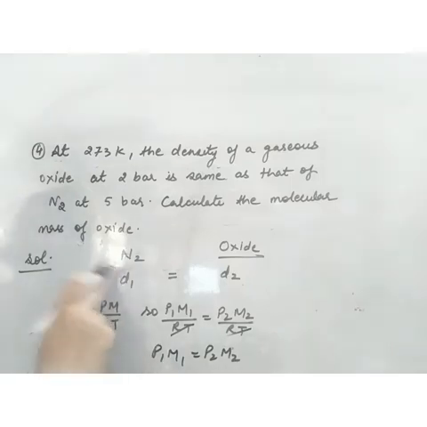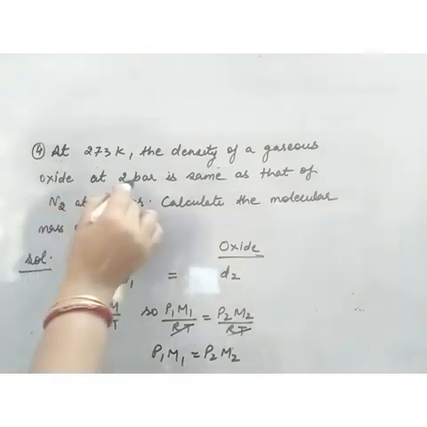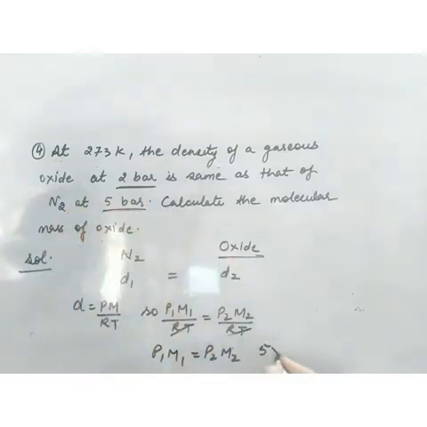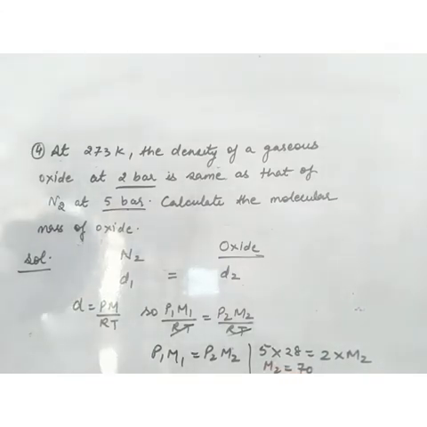Now 1 is for nitrogen. So what is the pressure of nitrogen? The pressure of nitrogen is 5. Okay. What is the molar mass of nitrogen? N2, it is 28. Now P2 is 2 and M2 we have to calculate. So M2 will be 70. Okay, if I solve it, I will get the answer, that is 70. Now what is the unit of molar mass? It is gram per mole.